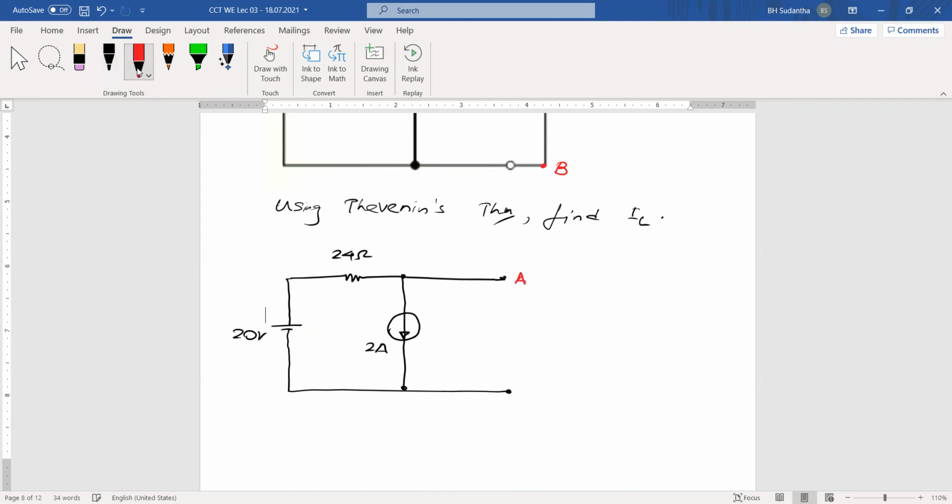And we have these two nodes. Okay. Now we are going to reduce this one to a circuit something like this. And to do that, we should know this VTH and RTH. Now the next steps are, we are going to find this RTH and VTH values. Okay.